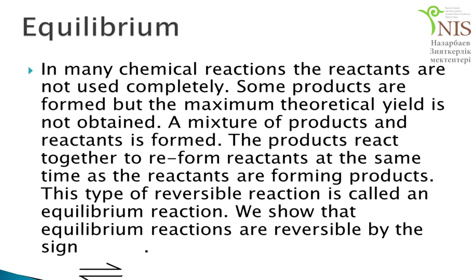This type of reversible reaction is called an equilibrium reaction. We show that equilibrium reactions are reversible by the sign of two arrows in opposite directions. In the reaction of producing ammonia, molecules of ammonia are breaking down to hydrogen and nitrogen at the same rate as hydrogen and nitrogen molecules are reacting together to form ammonia.